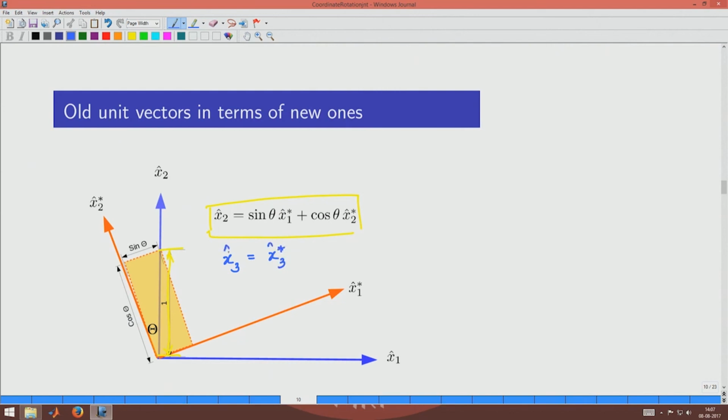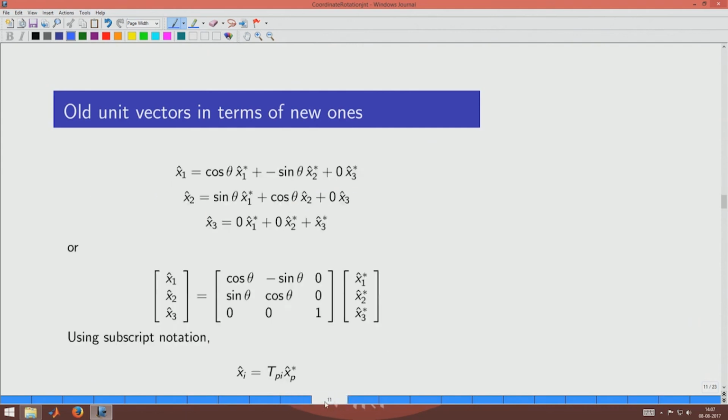Okay, so, we have now also the old unit vectors in terms of the new ones. So, we could again express these three relationships as a set of three equations and with a matrix form. So, that is what is done here. They are expressed here as three equations, and then they are converted into a matrix form here, and this is the transformation matrix here.